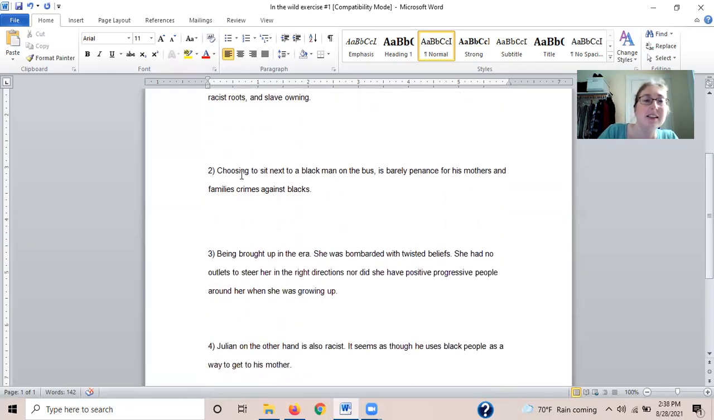All right, let's look down to number 2. Choosing to sit next to a black man on the bus is barely penance for his mother's and family's crimes against blacks. Okay, let's start with our basic grammar first. Did you hear where that broke where it shouldn't have broken? Choosing to sit next to a black man on the bus is barely penance for his mother's and family's crimes against blacks. Why am I pausing there? There's no reason for me to pause there. That comma shouldn't be there.